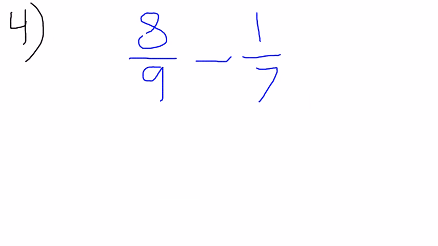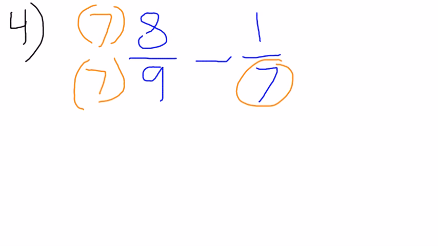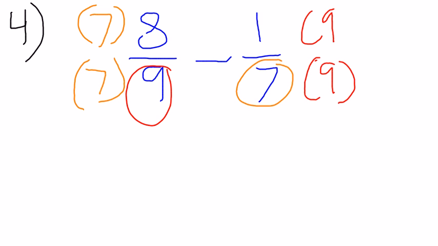Okay, for question number 4, still subtraction, but the bottoms are different. So we're going to solve it just like with the addition problem. So we got a 7 over here. So I'm going to put 7 in parentheses on the left side and a 7 up here on the top on the left side. And then we've got the 9 over here. And then I'm going to put that on the right side with a 9 here and a 9 here in parentheses because we're going to end up multiplying.